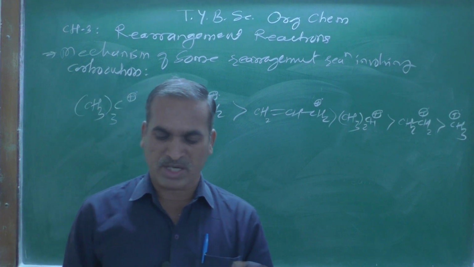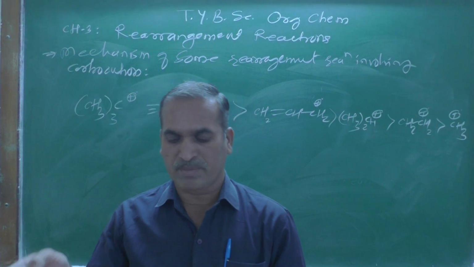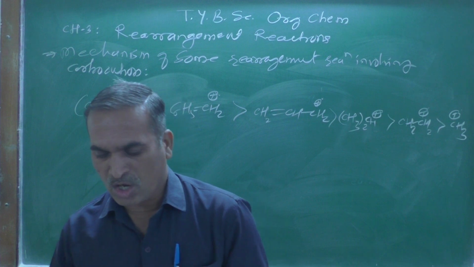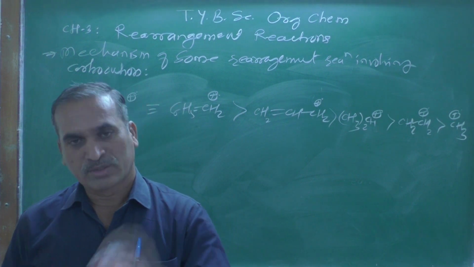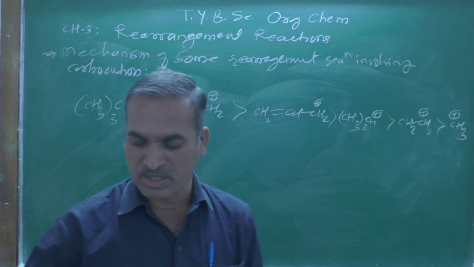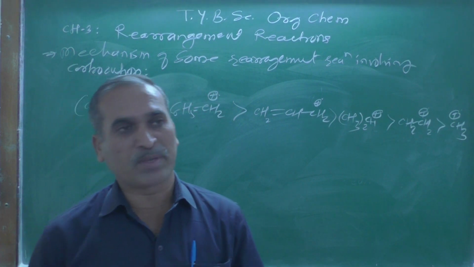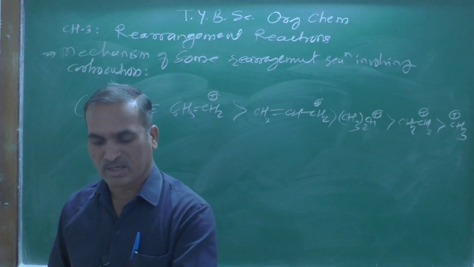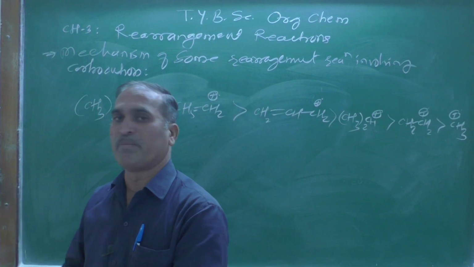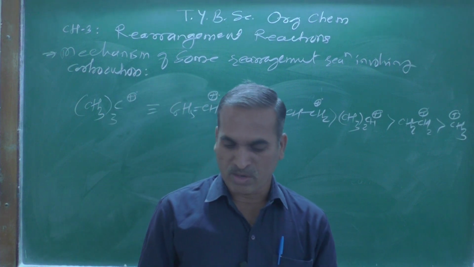Carbocation rearrangement takes place by a hydride shift, an alkyl shift, or by a non-classical carbocation. Tomorrow we will see actual examples of how they take place, with the mechanism.